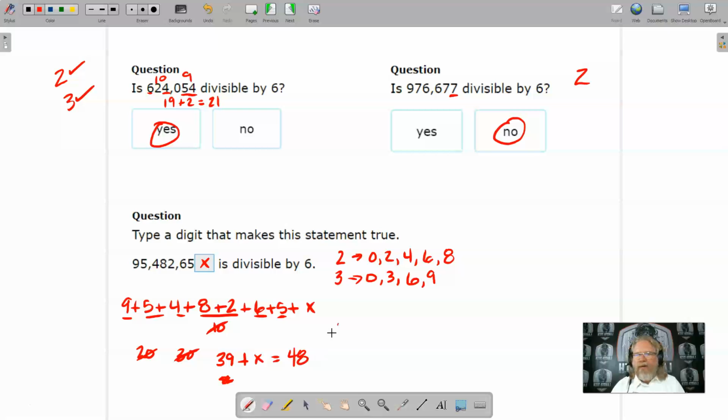So we're looking for a number that's going to work for both 2 and 3. And notice that we have a couple numbers, it looks like. We have 0 in both sets, and we have 6 in both sets. So either 0 or 6 would work, either one of those. Okay?